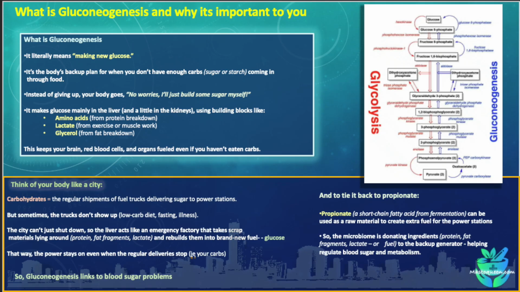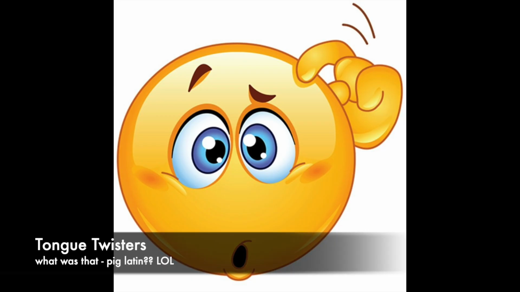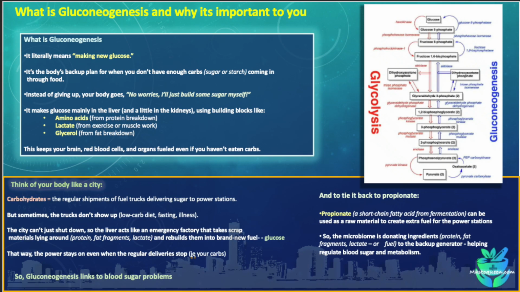This process primarily occurs in the liver and in the kidneys, and it is crucial for maintaining your blood glucose levels during periods of fasting or low carbohydrate intake. Essentially, it's the body's way of making its own glucose when dietary sources are insufficient. So gluconeogenesis literally means making new glucose, or sugar. It's the body's backup plan for when you don't have enough carbs, sugar, or starch coming in from food. Instead of shutting down, your body says, no worries, I'll just build some sugar myself. And it does it by using amino acids, lactate, and glycerol that are all already in the body.